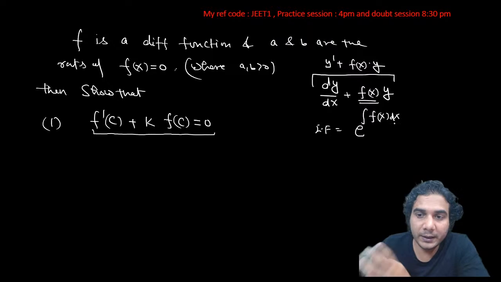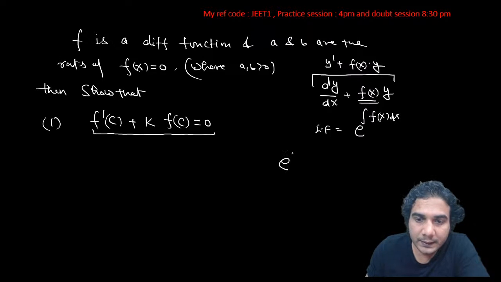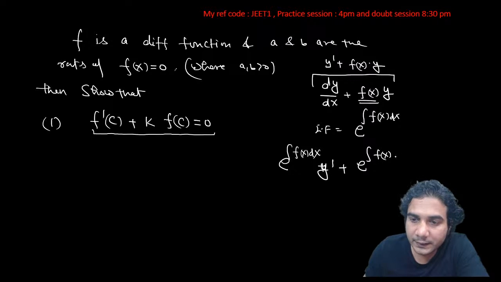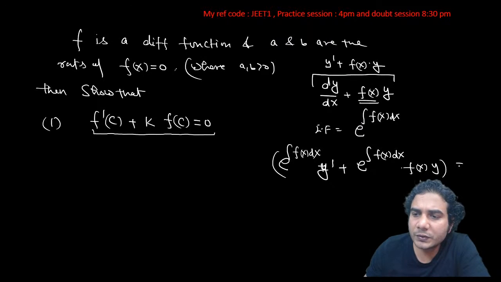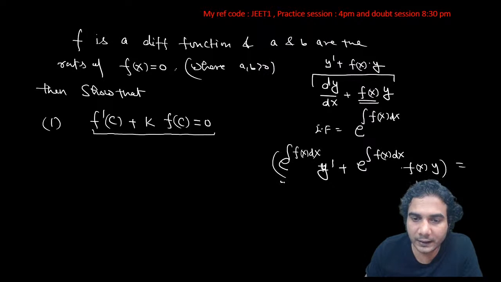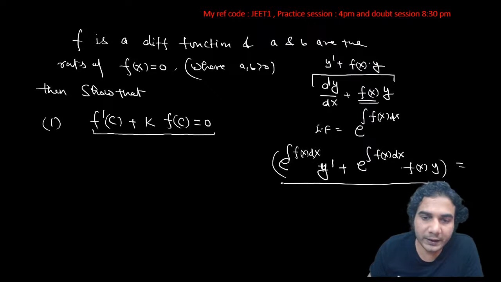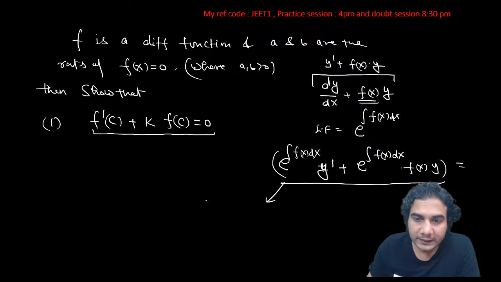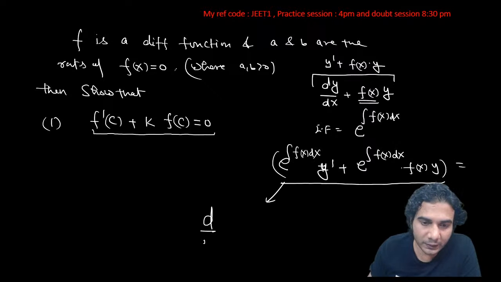If you multiply it by e raised to integral of f(x) dx, then that will become e raised to integral of f(x) dx into y dash plus e raised to integral of f(x) dx into f(x) into y. And because it is an equation, the right side will also be multiplied, but we are not concerned about that. We are concerned about the expression on the left side. Now you can see whose derivative this is. This is actually the derivative d of y into e raised to integral of f(x) dx.